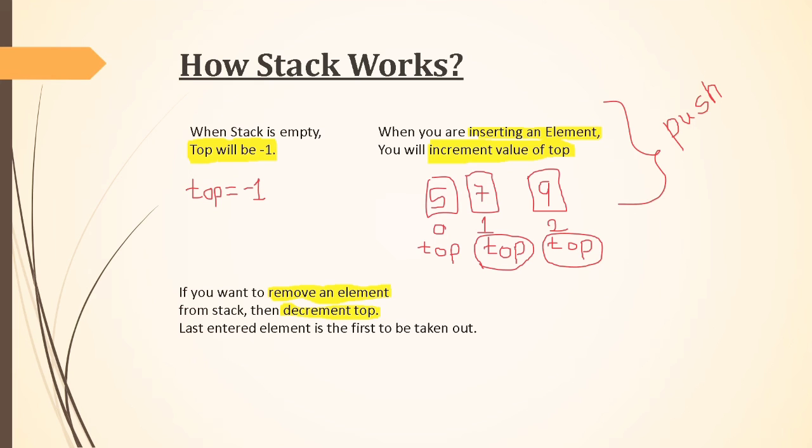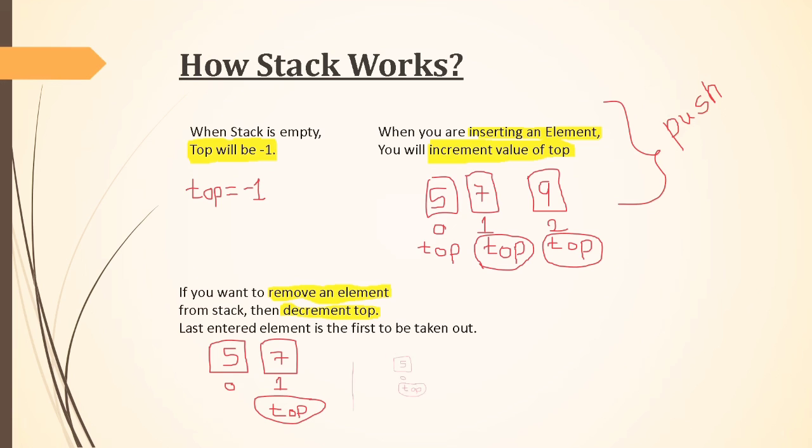Next, if you want to remove an element from the stack, then decrement top. The last entered element is the first to be taken out. You can see the top value previously was 2. Say you want to delete an item, you decrement the top value. So from top 2, it became top 1. It means the element placed at position 2 is removed now. Now only two elements are remaining in the stack.